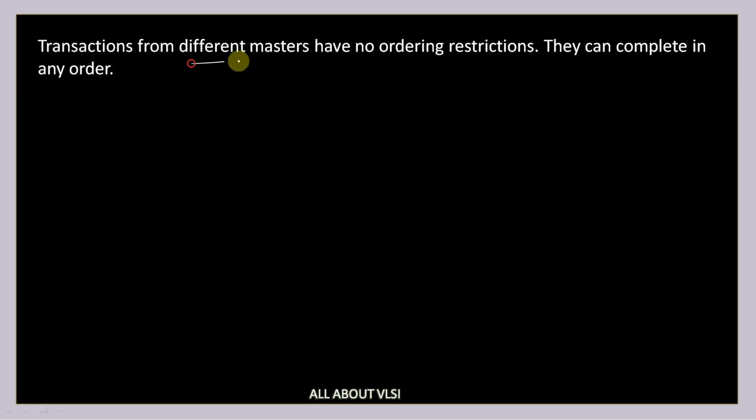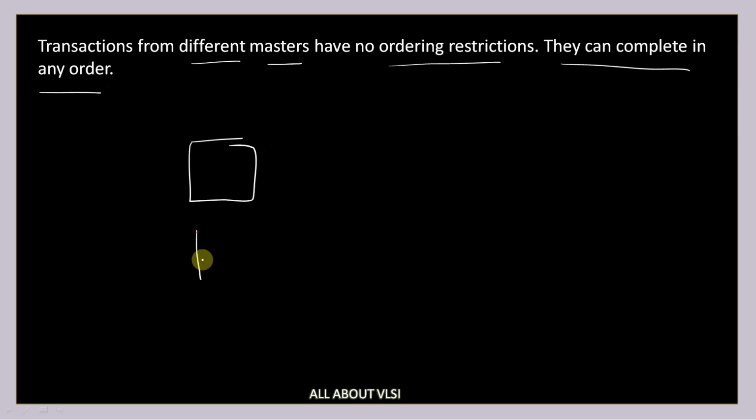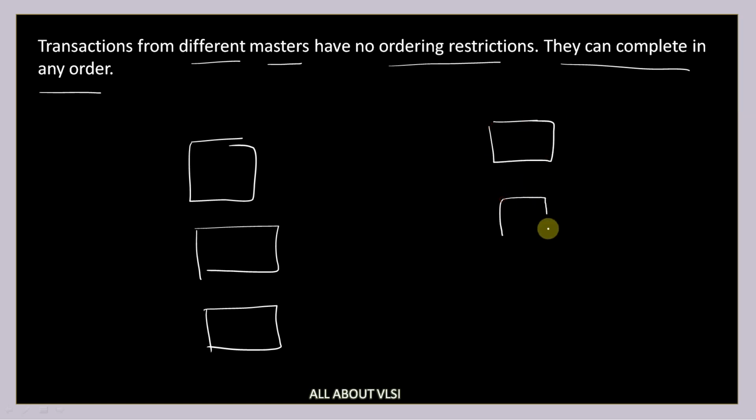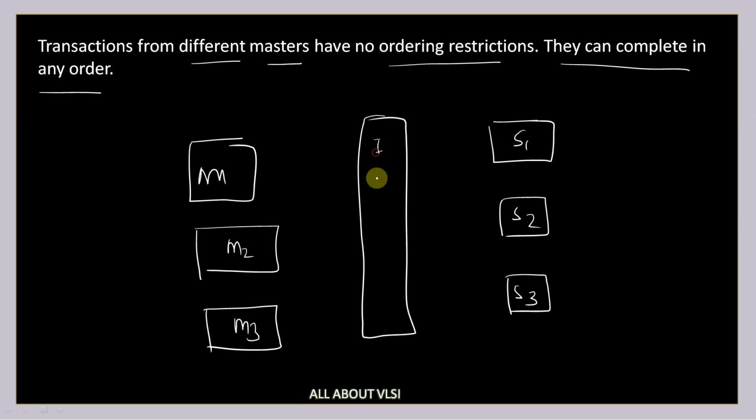So the transactions from different masters have no ordering restrictions. That means they can complete in any order. What do I mean by this is, let's say I have different masters like this and different slaves like this, 3 masters and 3 slaves. This is master M1, M2 and M3, and this is my slave S1, S2 and S3. Now, these different masters and different slaves are basically connected with the help of my interconnect. Using this interconnect, my master and slave are going to communicate with each other.